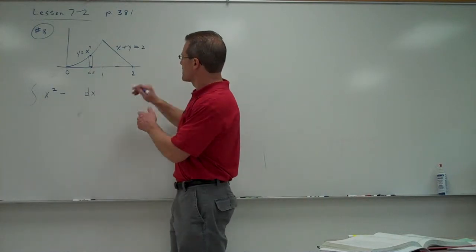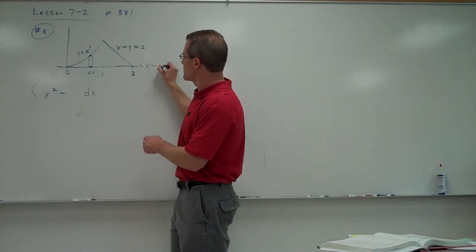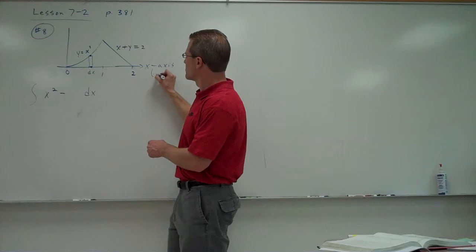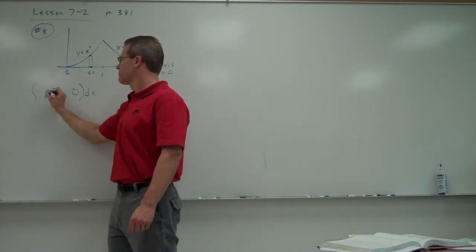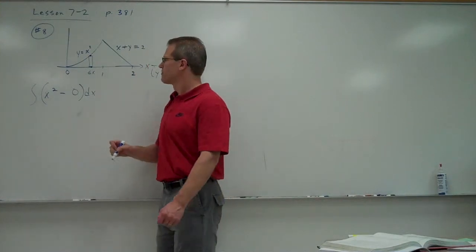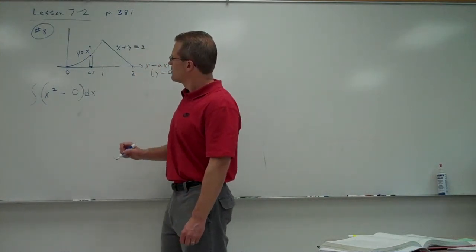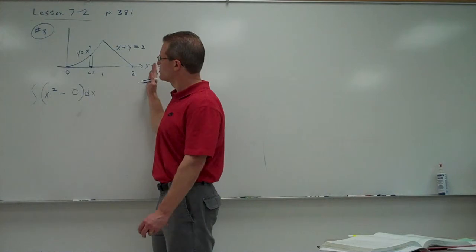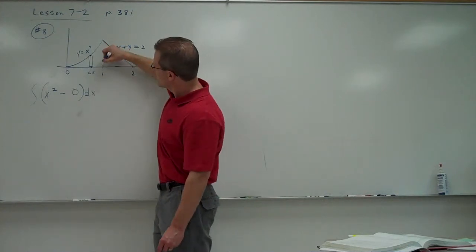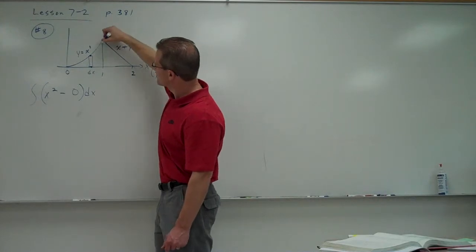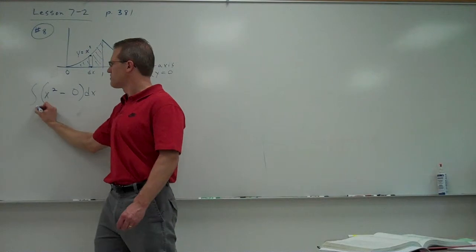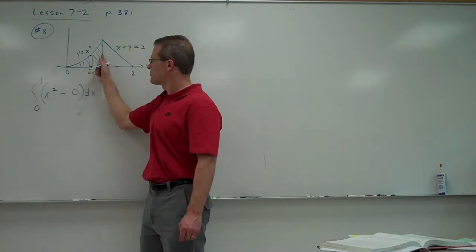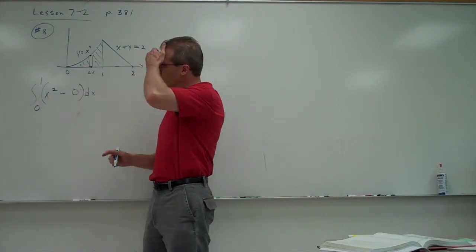If I'm on the x-axis, what's another name for the x-axis? Y equals 0. Y equals 0, right? So really you'd be doing x squared minus 0 in this case. Now, I really can't do the whole thing at once, because once I get to 1, right here, the top curve changes to something different. So what I'm going to do first is just find the integral from 0 to 1. That'll give me just this left piece of area here.